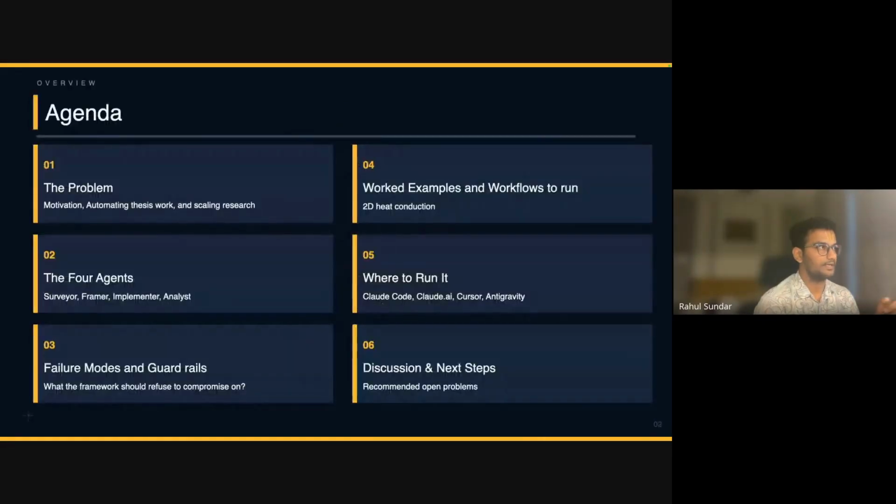and scale it. But here's the agenda for today's session. I'll start with what the problem was, what the motivation behind Dhyutiman PI has been, what are the 4 agents that help achieve what Dhyutiman PI does, and what are typical modes, guardrails, and some examples that we can look at which are verifiable, and some workflows that we can adopt using Dhyutiman PI, and where you can run it, not just on Claude Code or Claude AI, but also Cursor. Antigravity compatibility is also baked in. And what are the next discussions and next steps, and some recommended open problems that you can take up if interested.